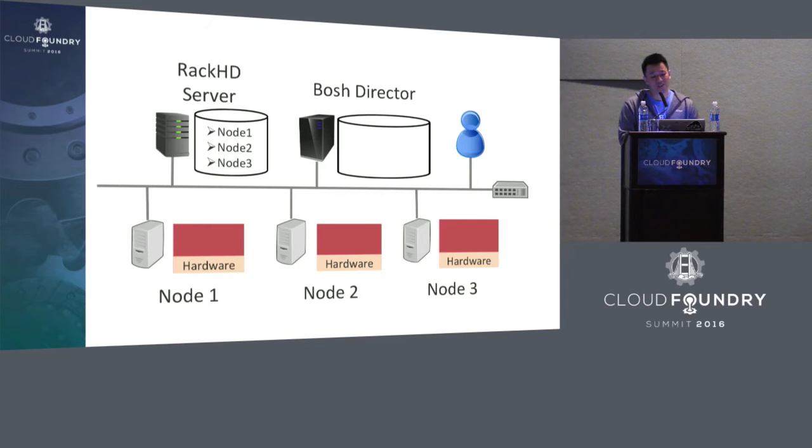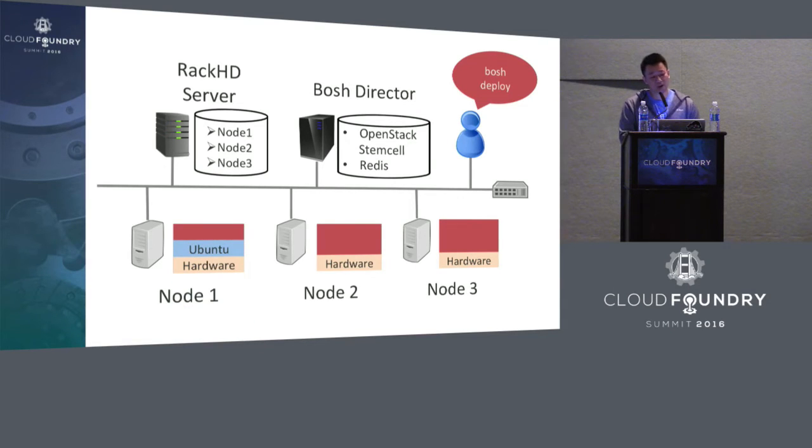So at this point, the user can upload stemcells. A stemcell will be uploaded to the Bosh director. And the CPI will also be responsible for uploading the stemcell into the RackHD server, so that the image is also persisted in the RackHD server. And now the user can upload a release. For example, if they want to install Redis onto one of the computers, they can upload the Redis release, right? And then at this point, the user will be able to do a Bosh deploy.